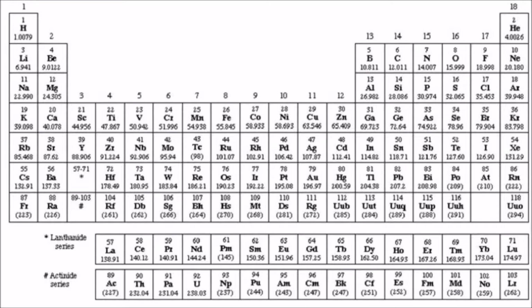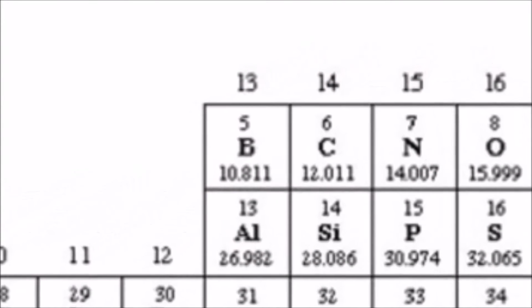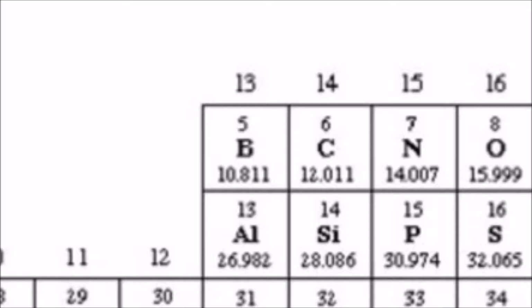Okay, so let's see. For example, let's look at carbon. Carbon has an atomic mass of 12.011. That means that 1 mole of carbon is equal to 12.011 grams of carbon.